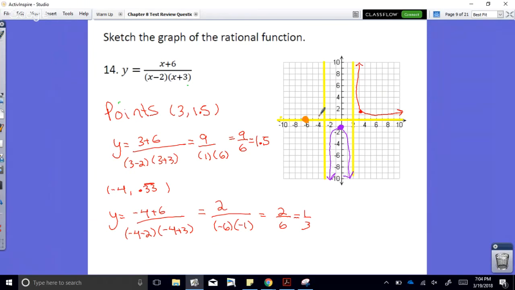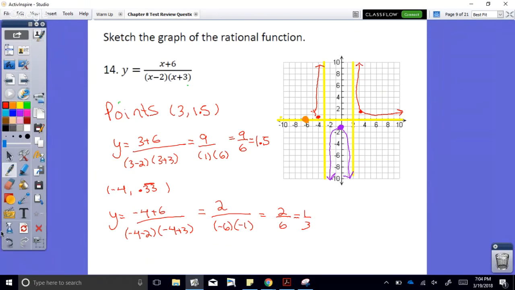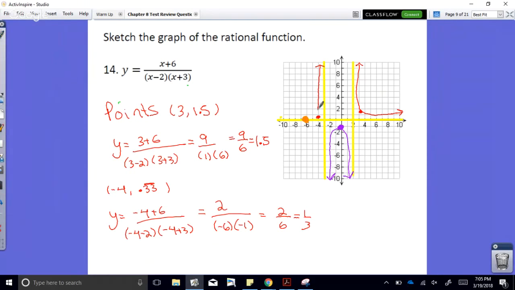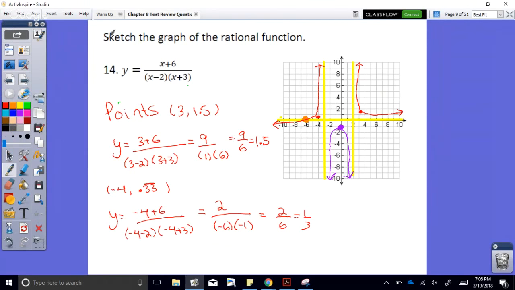So over here at negative 4, it's just barely up. And all that tells me is that it's going to be above. It's going to kind of come in. Okay, it's going to come. It's going to hit, and then it's going to head towards the asymptote. And so here's a sketch, maybe not perfect, but a sketch of the function.